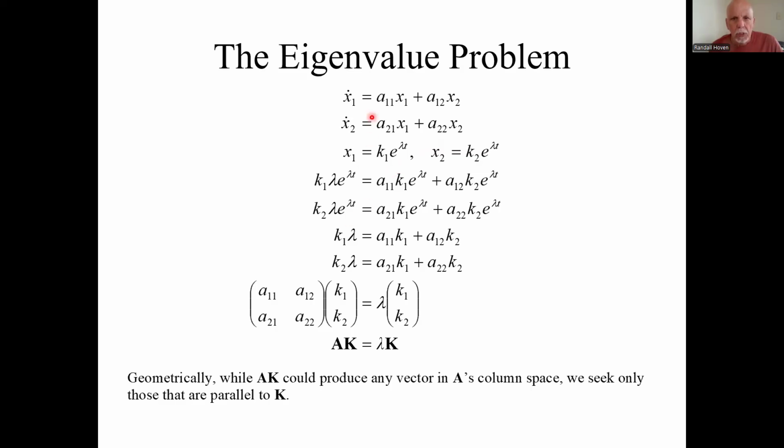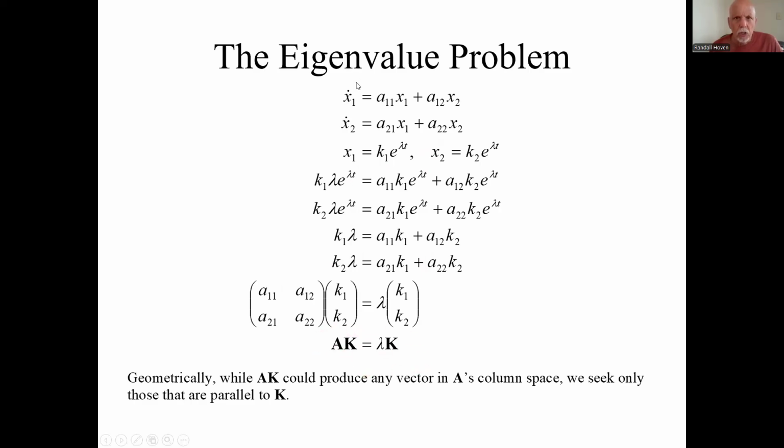Plug them into those equations up here. I can divide out e to the lambda t. It's never going to be 0, right? So I'm left with these two scalar equations. Put them in matrix format. And what I have is this equation.